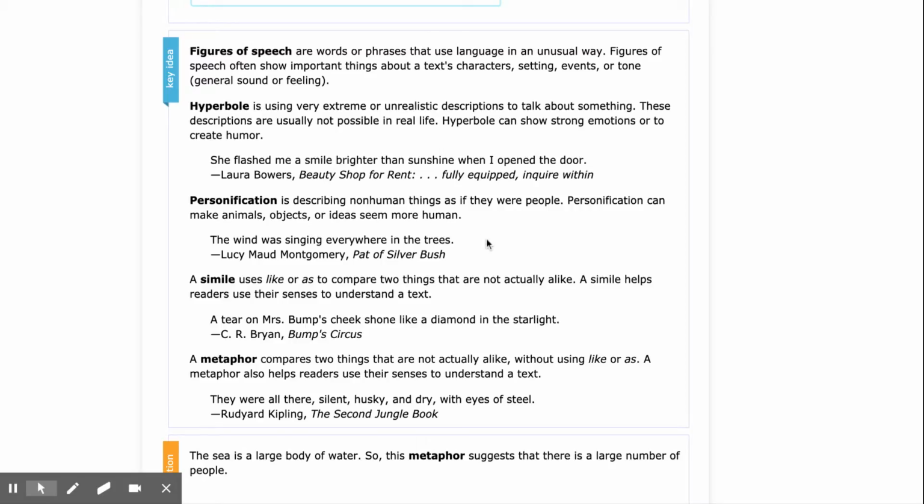Personification is describing non-human things as if they were people. Personification can make animals, objects, or ideas seem more human. Here's an example. The wind was singing everywhere in the trees.